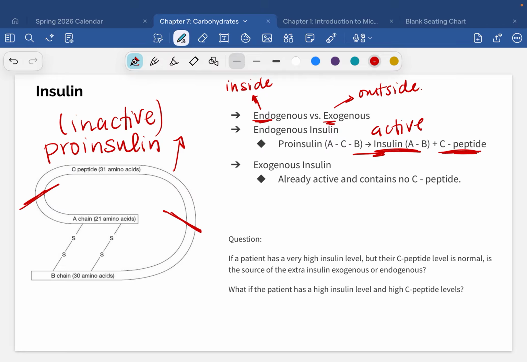Okay, so these little questions down here. If a patient has an incredibly high insulin level, you test their blood, and their insulin levels are well above normal, incredibly high, but their C peptide is normal. Is the source of the extra insulin exogenous or endogenous? Exogenous. Exogenous, because they took a bunch of extra insulin without the C peptide.